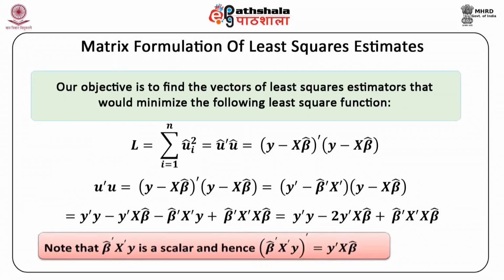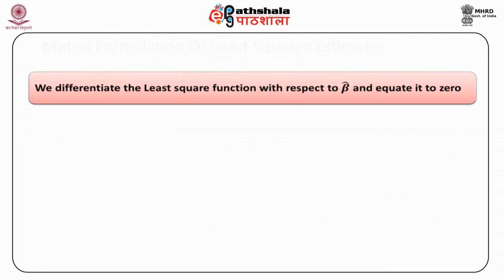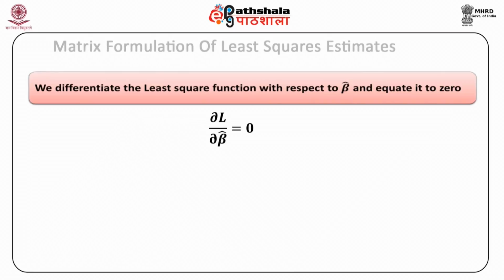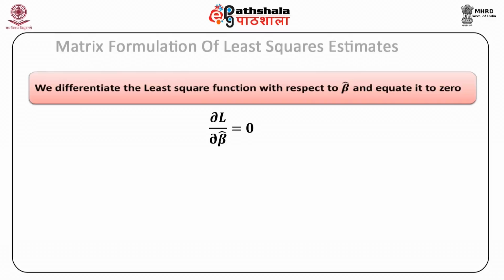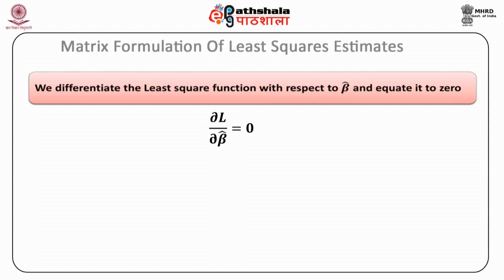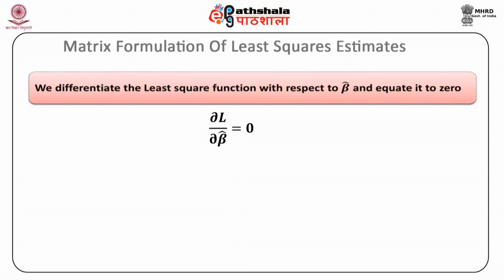Please note that beta hat prime X prime y is a scalar, and hence (beta hat prime X prime y) whole prime is the same as y prime X beta hat. We differentiate the least square function with respect to beta hat and equate it to 0, which means we take the derivative of L with respect to beta hat and put it equal to 0. We have used two results from matrix differential calculus to solve the above first order condition.